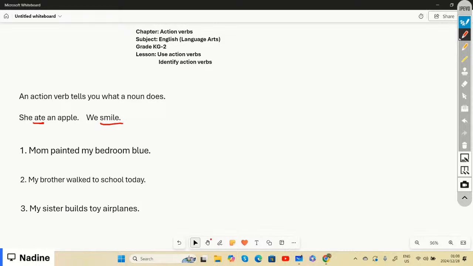All right. And before we go on to identifying action verbs within a sentence, can we first identify certain action words? So action verbs. Can you think of any action verbs? So far we said ate, smile, action verbs. What other action verbs can you think of? Doing words.